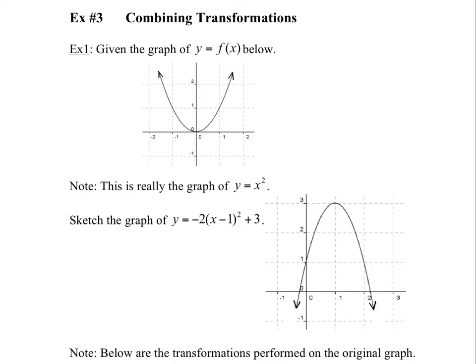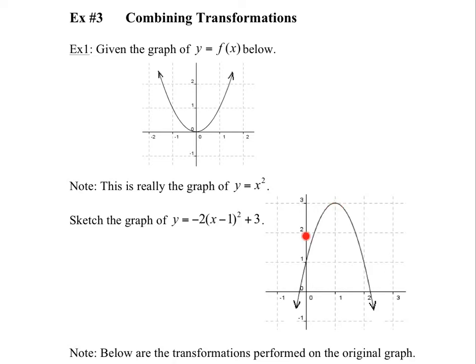Okay, so let's try to find the transformations in that equation. So here there's a negative, right? It's a negative outside. So what that negative does is it reflects the parabola. So now it'll be facing down. So that'd be the first transformation, a reflection over the x-axis. And then you'd have a 2 here, and that would be a vertical stretch. Again, outside of the bracket, so it doesn't attach to the x, it's outside. So it would be a vertical stretch by a factor of 2.